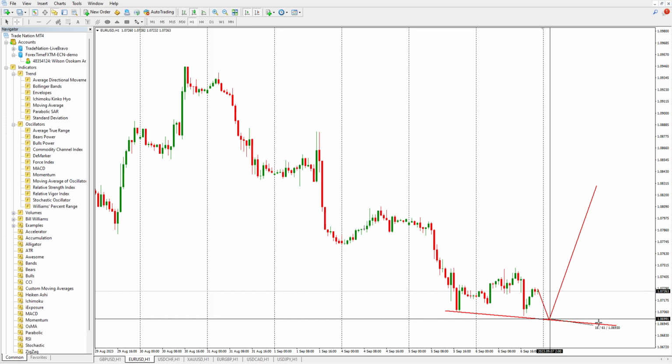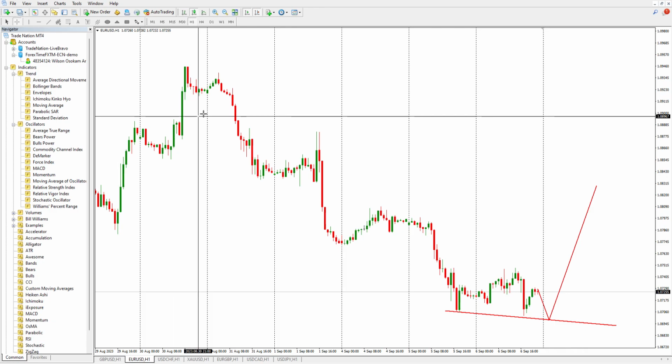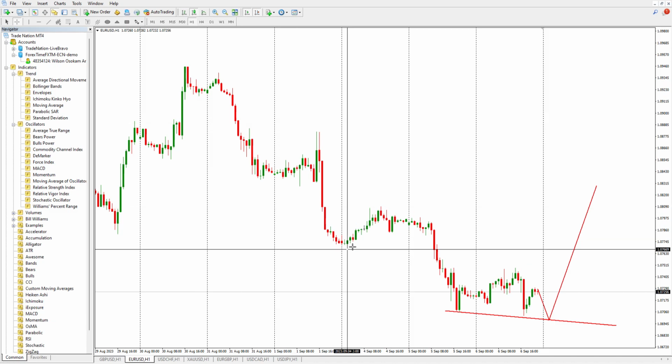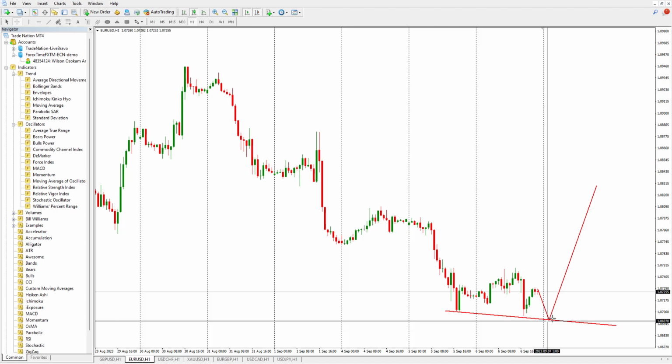So my entry will now be where I marked, which is 1.07. My entry for Euro USD buy limit. So always write down your parameters for a pending order. It will help you not to make mistakes. So you write down your entry, stop loss, and take profits. Our entry is 1.07 for a buy limit.